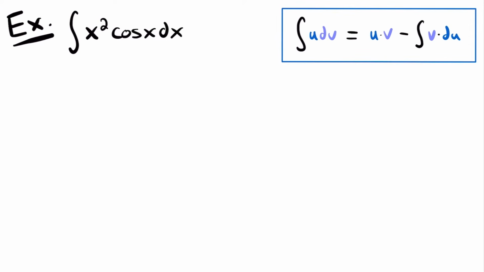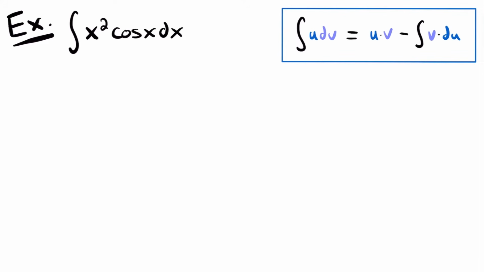So here's our next example. We have the integral of x squared times cosine x dx. And so what we want to do here is determine what we're going to set equal to u and what we're going to set equal to dv. Now in this case, our options are x squared and cosine x. And so for me, I like to determine which of those two functions is going to get simpler when I take the derivative of it. In this case, if you take the derivative of x squared, it becomes 2x, but the derivative of cosine is just negative sine, so it's not really getting any simpler.